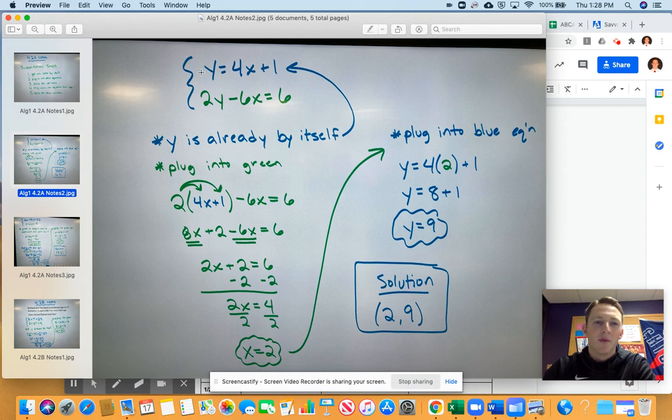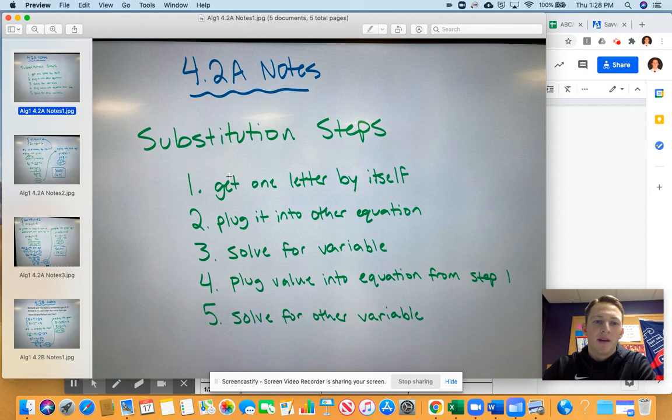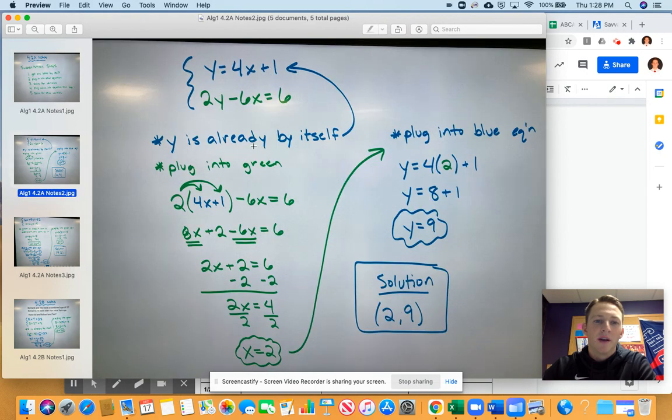We have the system y equals 4x plus 1 and 2y minus 6x equals 6. We have a blue one on top and a green one on the bottom just to help you visualize it. So looking at the top and bottom equations, are there any variables that do not have a number in front? Yep, y is by itself. It doesn't have a coefficient. And also, it is already by itself on the left side, so we don't have to move anything over to get it by itself. Remember, step 1 was get a letter by itself. So we already got a letter by itself.